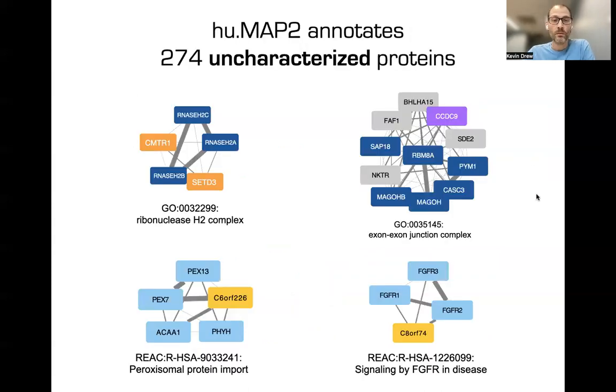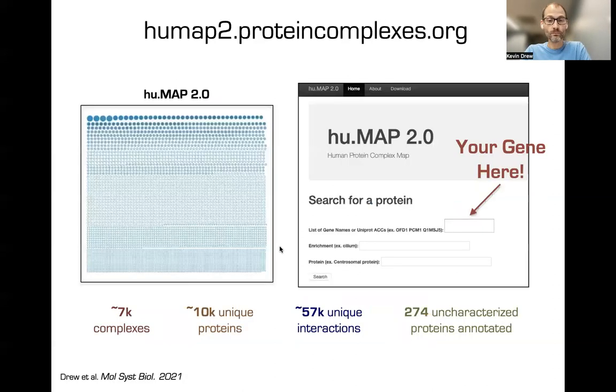Okay, so in total, we've been able to annotate over 270 uncharacterized proteins. So this is the transfer of annotation from an uncharacterized protein based on its association with a known complex. And you can see some of these examples here where we have the ribonuclease H2 complex associated with a number of other highly uncharacterized proteins, an exon-exon junction complex to CCDC9, and a number of other examples that are providing testable hypotheses which we can go into the lab and test.